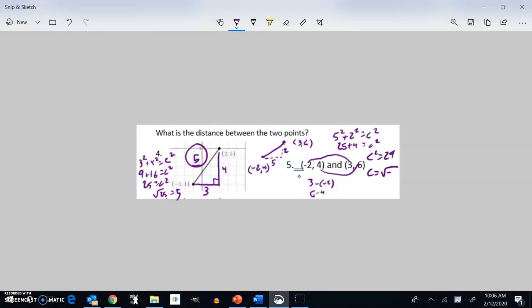So c would be the square root of 29. You can leave your answer like that. You can throw it into your calculator. All right.